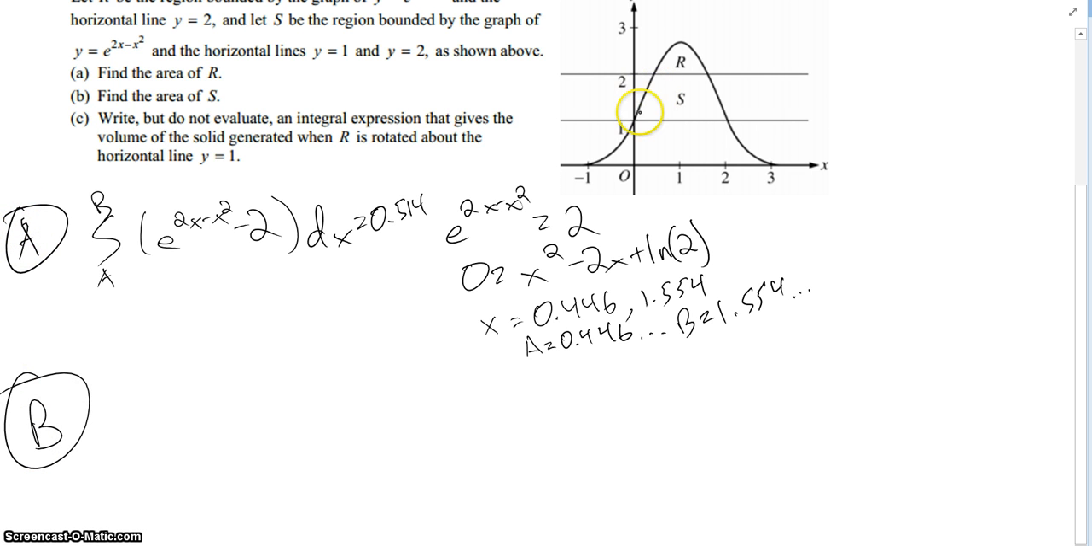And then B, find the area S. S is this section here. So again, we're looking for this point, which looks like 0, and this point, which looks like 2. To make sure, real quick, we're going to say 1 is equal to e to the 2x minus x squared, which really means, because 1 is really e to the 0, that to solve this we're going to say 0 equals 2x minus x squared. You could do this in your calculator, but it's much faster to do it in your head. x is equal to 0 or 2.